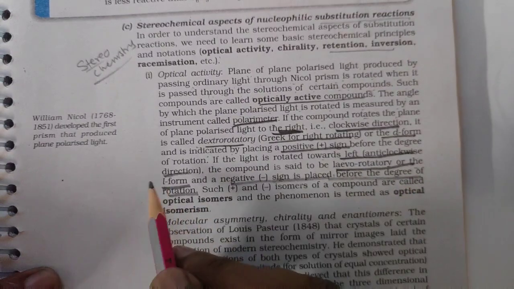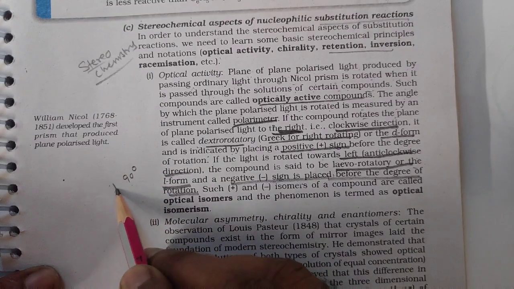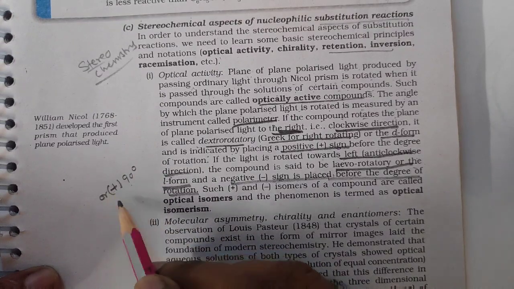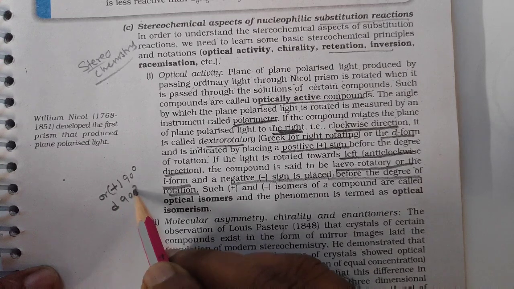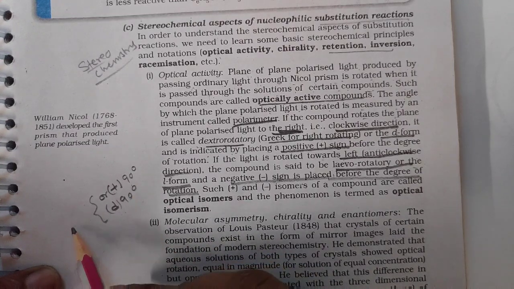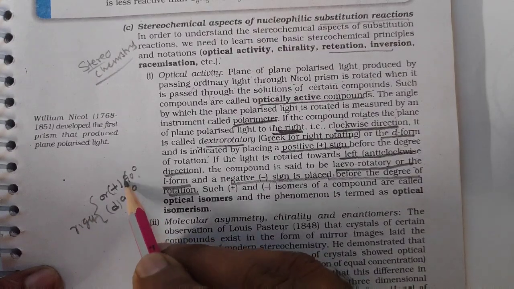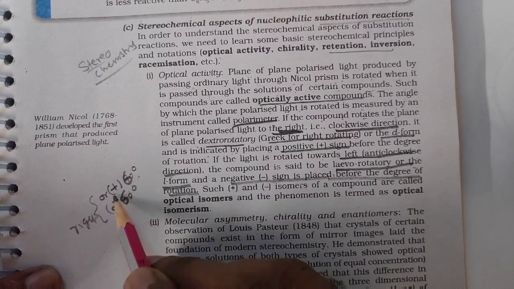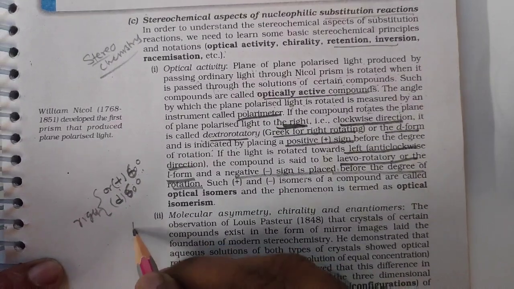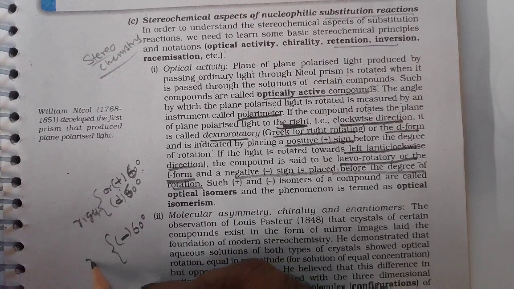What does degree of rotation mean? If it is rotated 90 degrees and dextrorotatory, we write plus 90 degree, or we can write D 90 degree. Like this we can write. Understood? Then this is for the right side, right? If this much degree it is rotated. Now suppose 60 degree you take, then 60 degree right side rotation. And if it is written 60 degree with a minus sign, it means left side rotation. Which side rotation? Left side. You understood everyone?